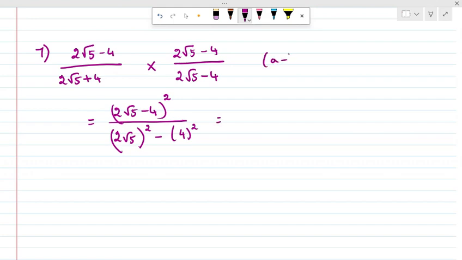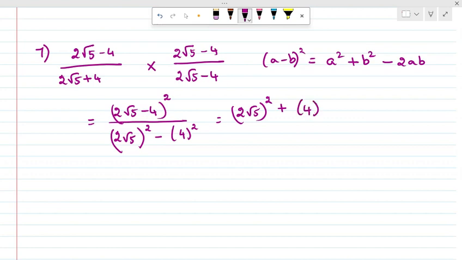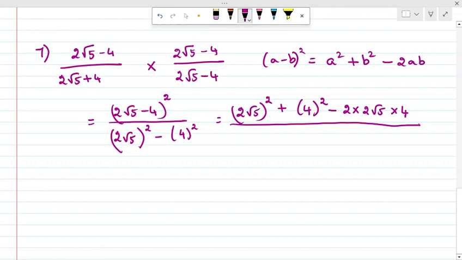What is a minus b the whole square formula? A square plus b square minus 2ab. This is the formula for a square. So now the numerator looks like a minus b the whole square. Here a is 2 root 5 and b is 4. So when we expand, what will happen? A square, that is 2 root 5 the whole square plus b square, that is 4 square minus 2 into 2 root 5 into 4, the whole divided by, see, this looks like a square minus b square.